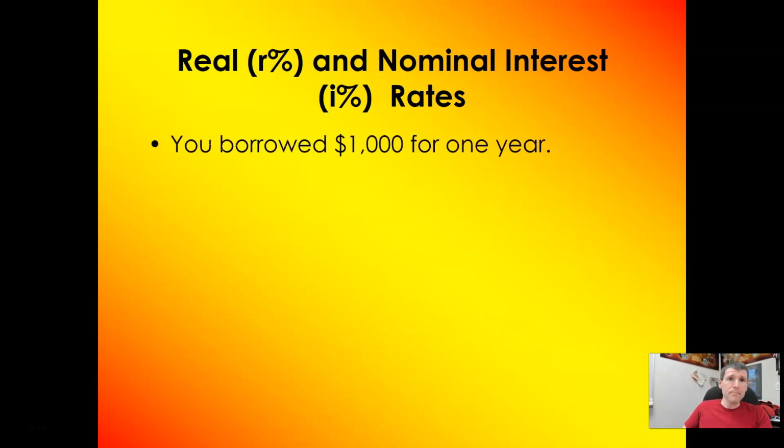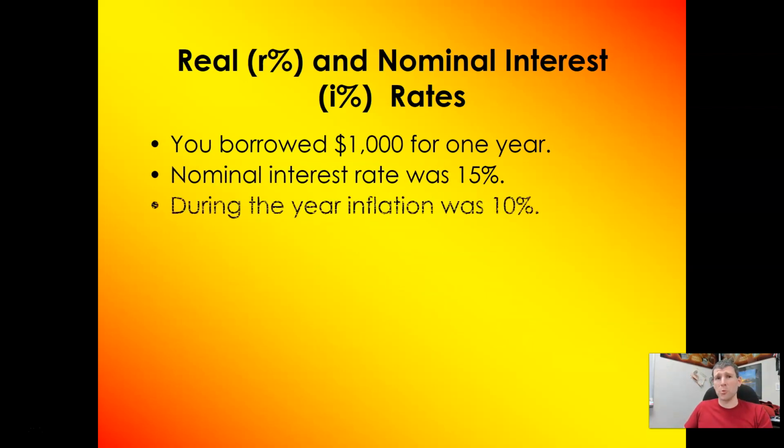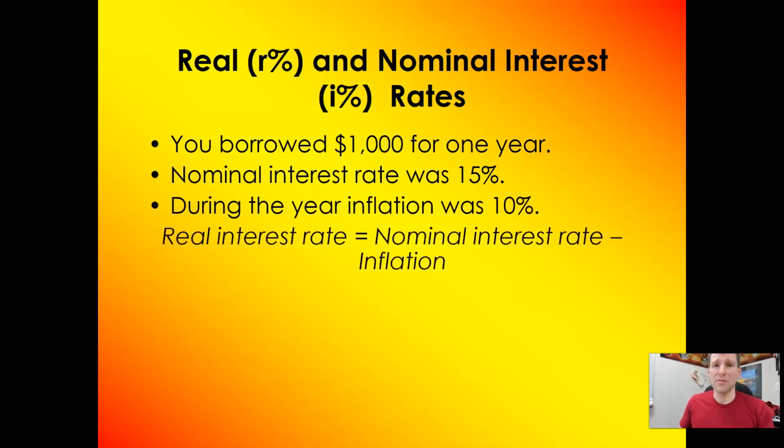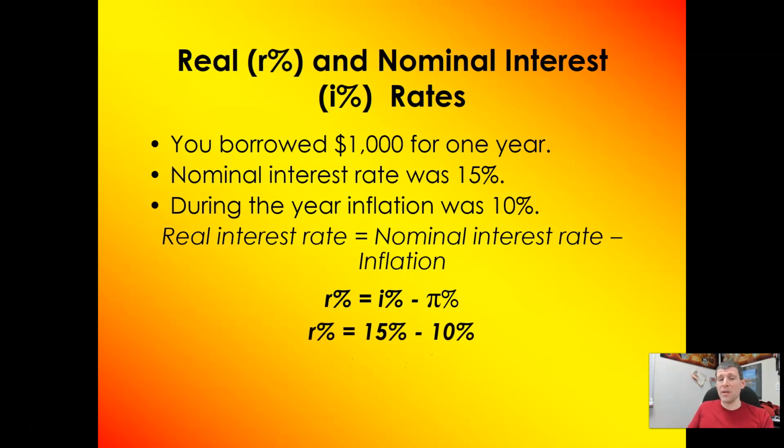All right. So here's the example. We borrowed $1,000 for 1 year. Nominal interest rate was 15%. During the year, inflation was 10%. So the real interest rate is the nominal interest rate minus the rate of inflation. Okay, so r is equal to lowercase i, which is the nominal percent rate, minus the inflation rate. So in this case, it is 15 minus 10. The real rate of return that you're paying back is 5%.